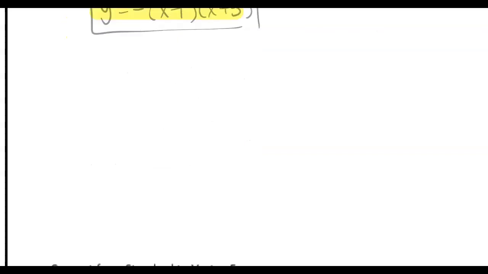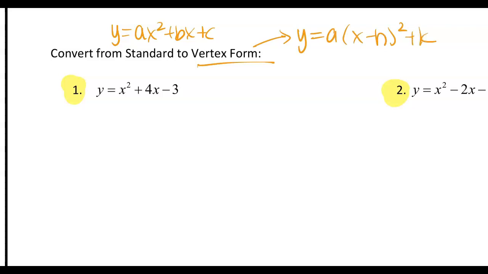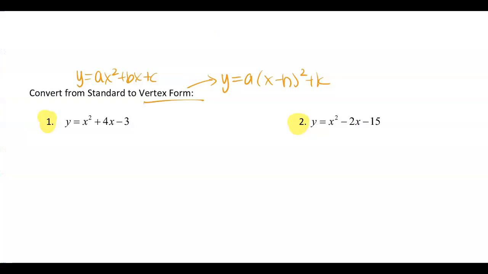So at the bottom of the page, question 1, this one says convert from standard form, and you're putting it into vertex. Standard is ax squared plus bx plus c. And we're going into vertex form, which is a, if I could actually write this correctly, a, x minus h squared plus k. So if I look at question 1, the first thing that I think of is I have no idea how I'm going to get to this form here.